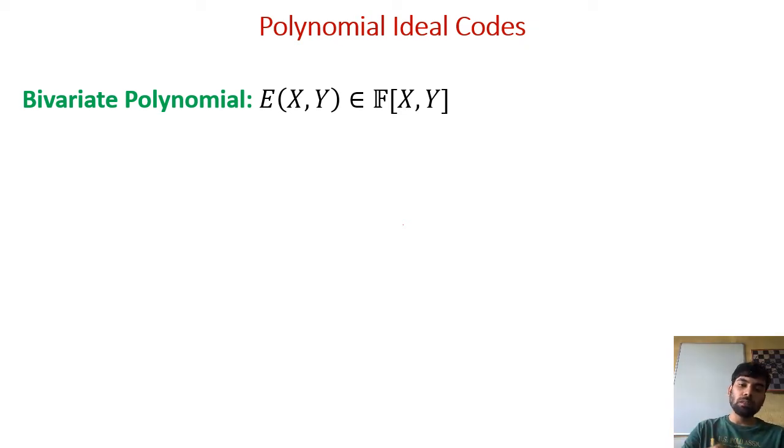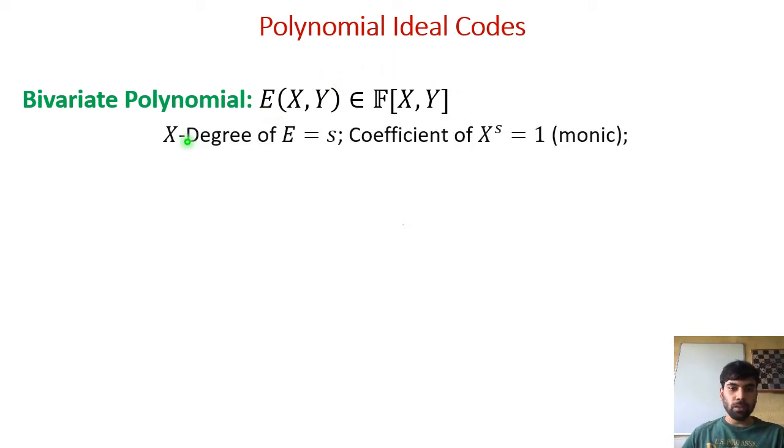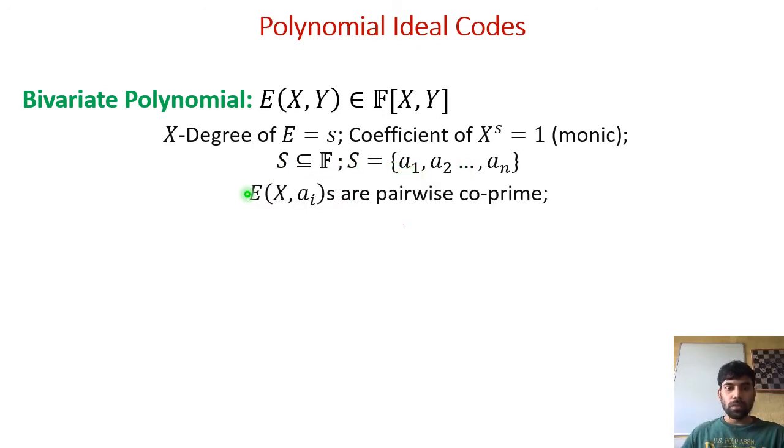For that, we will consider a bivariate polynomial E(x,y) in the two variables x and y over the field F in such a way that the x degree of E is exactly s, and further the polynomial is monic in x, so the coefficient sticking along with x to the power s is just 1. And we will consider an arbitrary set S of n evaluation points in the field, and it is promised to us that if we actually substitute for y the various evaluation points, the various univariate polynomials that you get are all pairwise coprime.